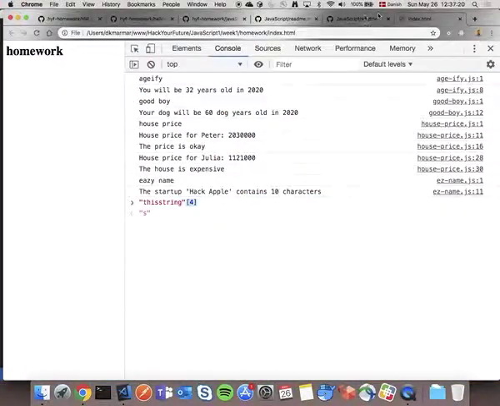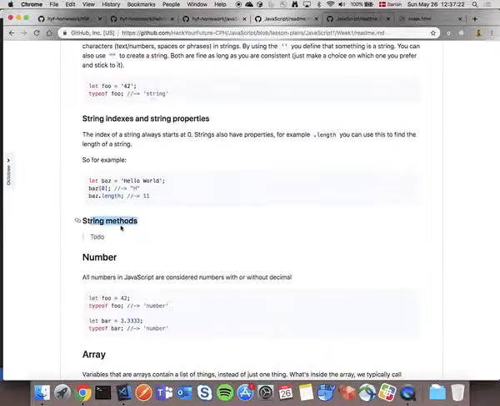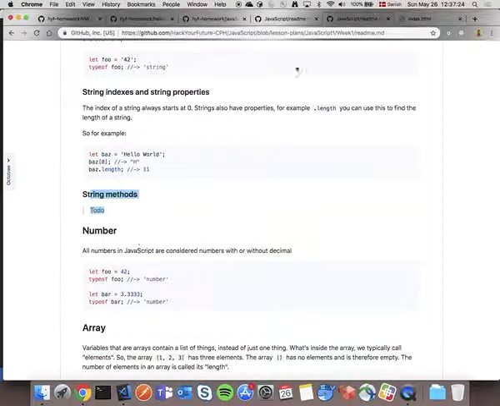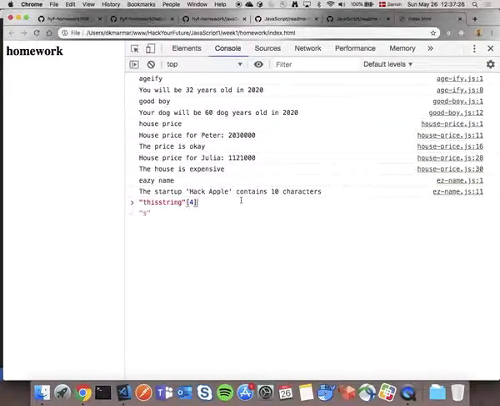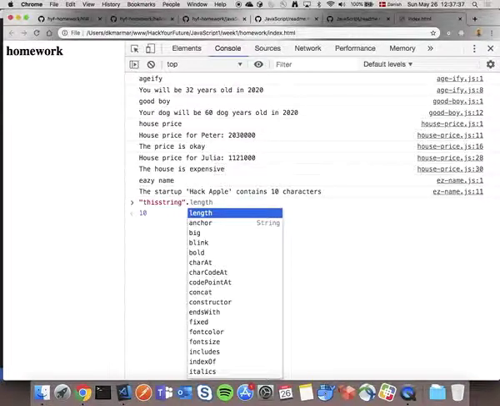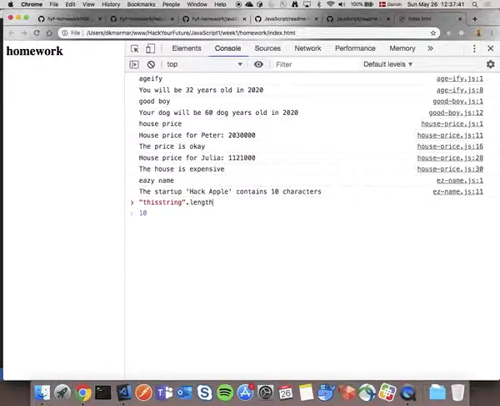One thing that it's mentioning here, the string methods. Like we saw the math dot something to calculate some mathematical expression, that's basically what it means. On string, there are also functions that we can call, like the length. We know it will give us 10.